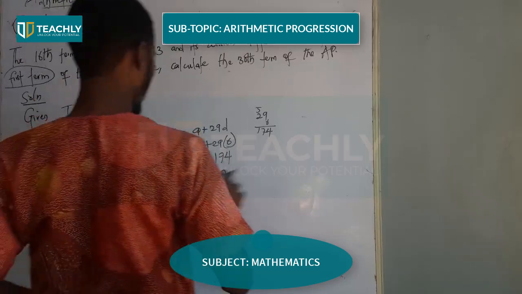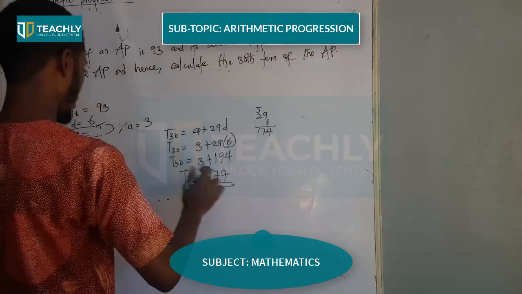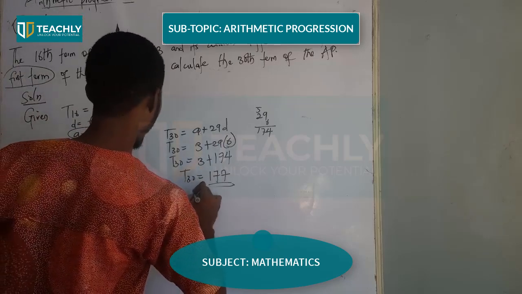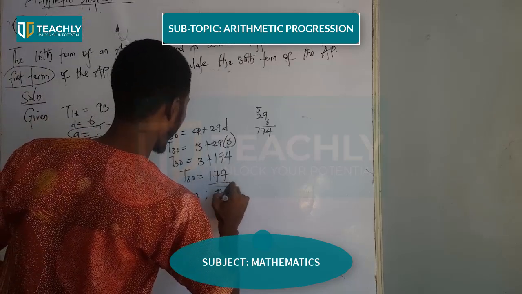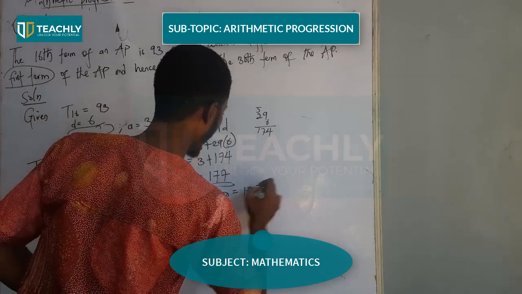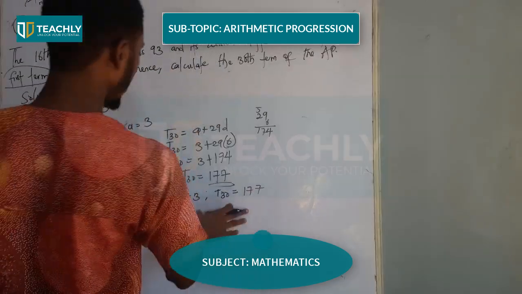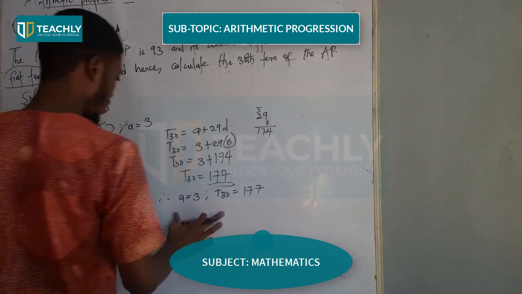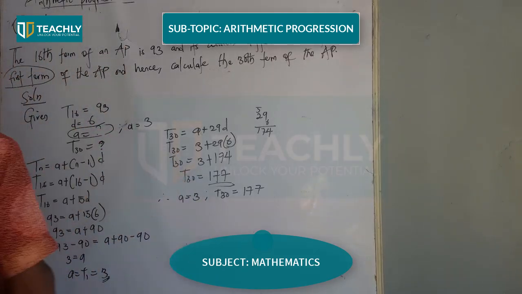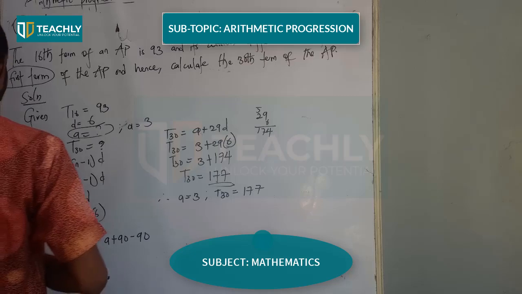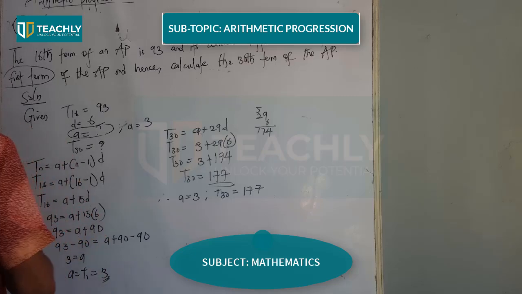Therefore, this is how to end your questions. a is equal to 3. T30 is equal to 177. You are writing why you need to state your answers like this, your final answers. So that is that. Let's look at another question very quickly, as you can see that we are advancing.